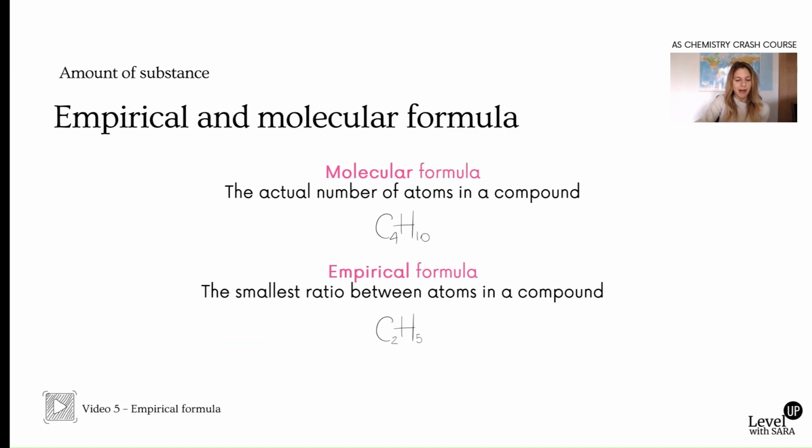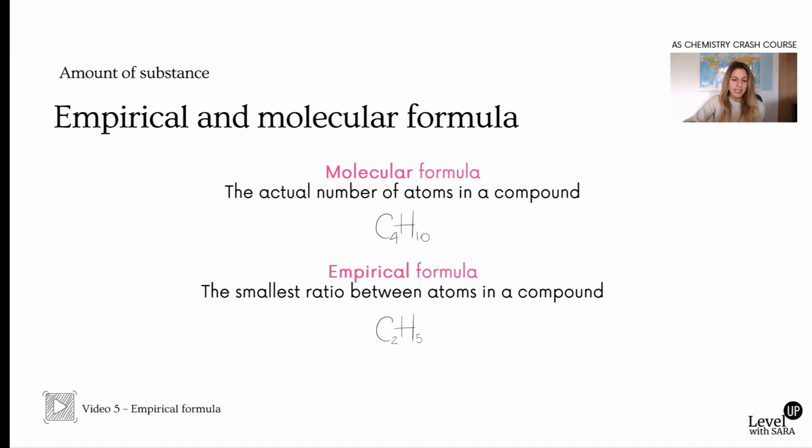Next, we're talking about empirical and molecular formula. The molecular formula is the actual number of atoms in a compound, basically the full number, so C4H10, for example, while the empirical formula is the smallest ratio between atoms in a compound.